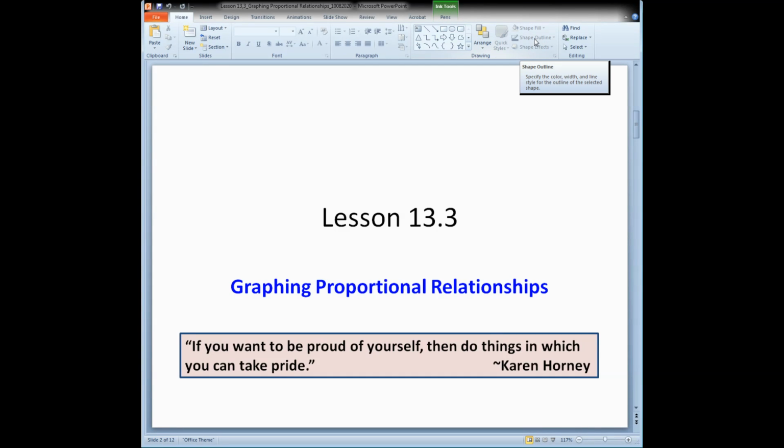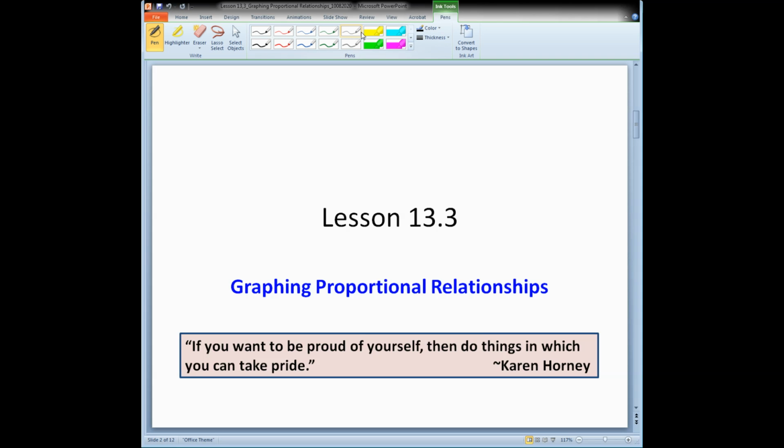Mr. Odom here, and today we're going to cover lesson 13.3, graphing proportional, a very important word. I'm going to highlight it, proportional, because we've talked about proportions before.